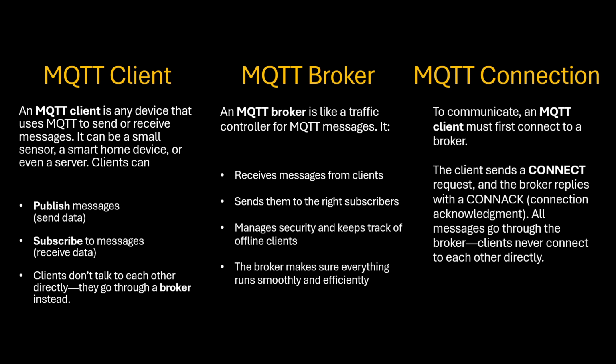To communicate, an MQTT client must first connect to a broker. The client sends a connect request and the broker replies with a connection acknowledgement. All messages go through the broker. Clients never connect to each other directly.